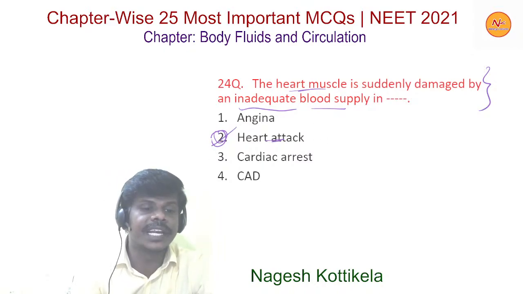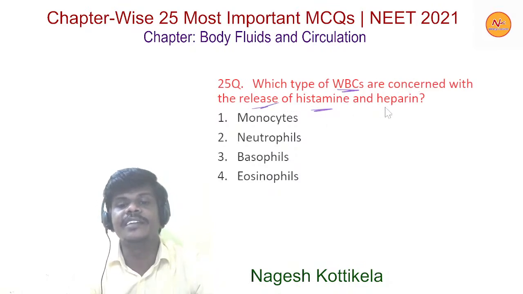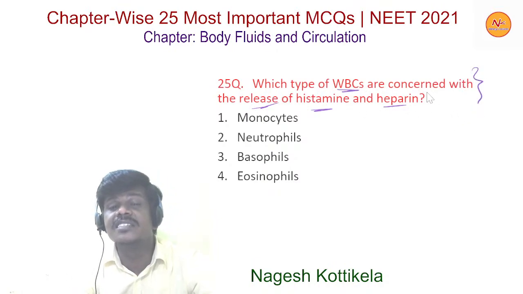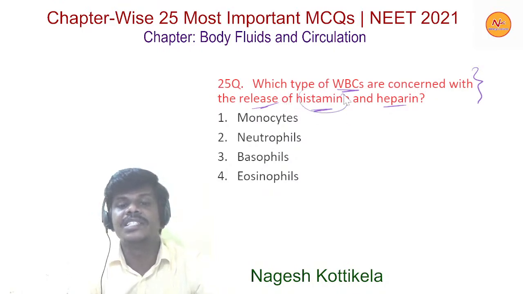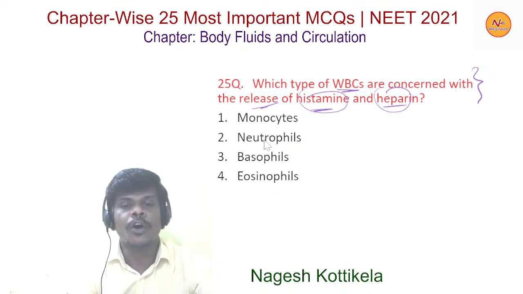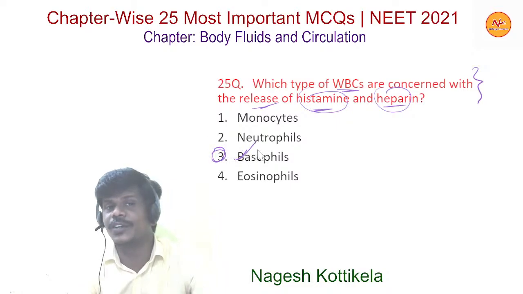Okay, now moving to the next question and the last question of this session. Which type of WBCs are concerned with the release of histamine and heparin? I repeat this question once again. Which type of WBCs are concerned with the release of histamine and heparin? Option 1, monocytes. Option 2, neutrophils. Option 3, basophils. Option 4, eosinophils. Here, option 3, basophils is the correct option.